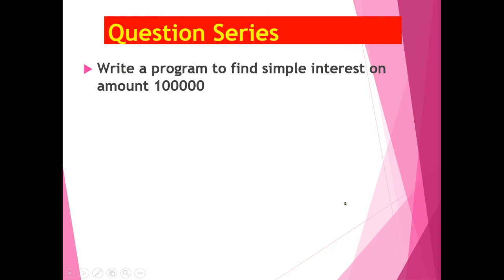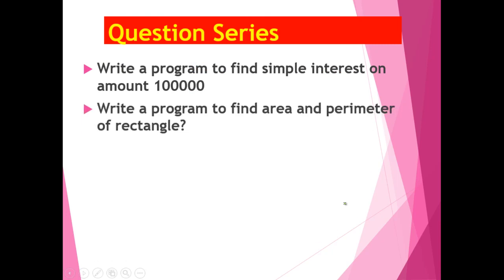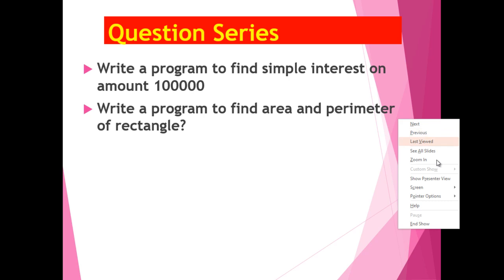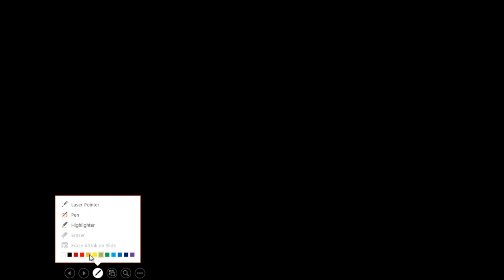Now let us see the second program. Write a program to find area and perimeter of a rectangle. Okay, so first we develop the logic for it. Okay, so as you see, the program is basically to find area and perimeter of a rectangle. So we have to find the area, right, and the perimeter of basically the rectangle.